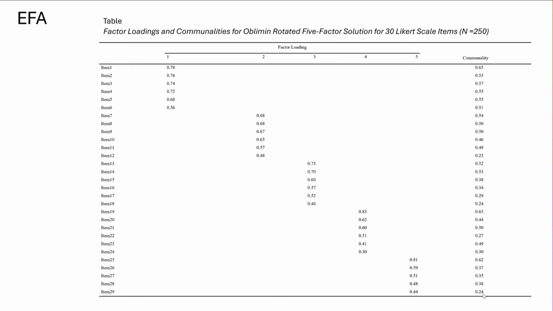Then we are going to run exploratory factor analysis and see how we can interpret it using EFA style. So this is the first table of factor loadings and communalities using the Oblimin rotated 5-factor solution for 30 Likert scale items, and the n corresponds to the sample size of 250.